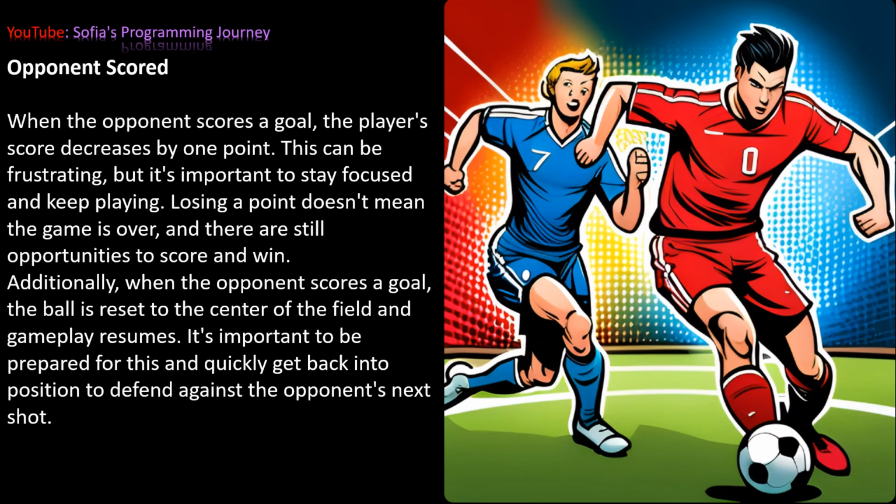When the opponent scores a goal, the player's score decreases by 1 point. This can be frustrating, but it's important to stay focused and keep playing. Losing a point doesn't mean the game is over, and there are still opportunities to score and win. Additionally, when the opponent scores a goal, the ball is reset to the center of the field and gameplay resumes. It's important to be prepared for this and quickly get back into position to defend against the opponent's next shot.